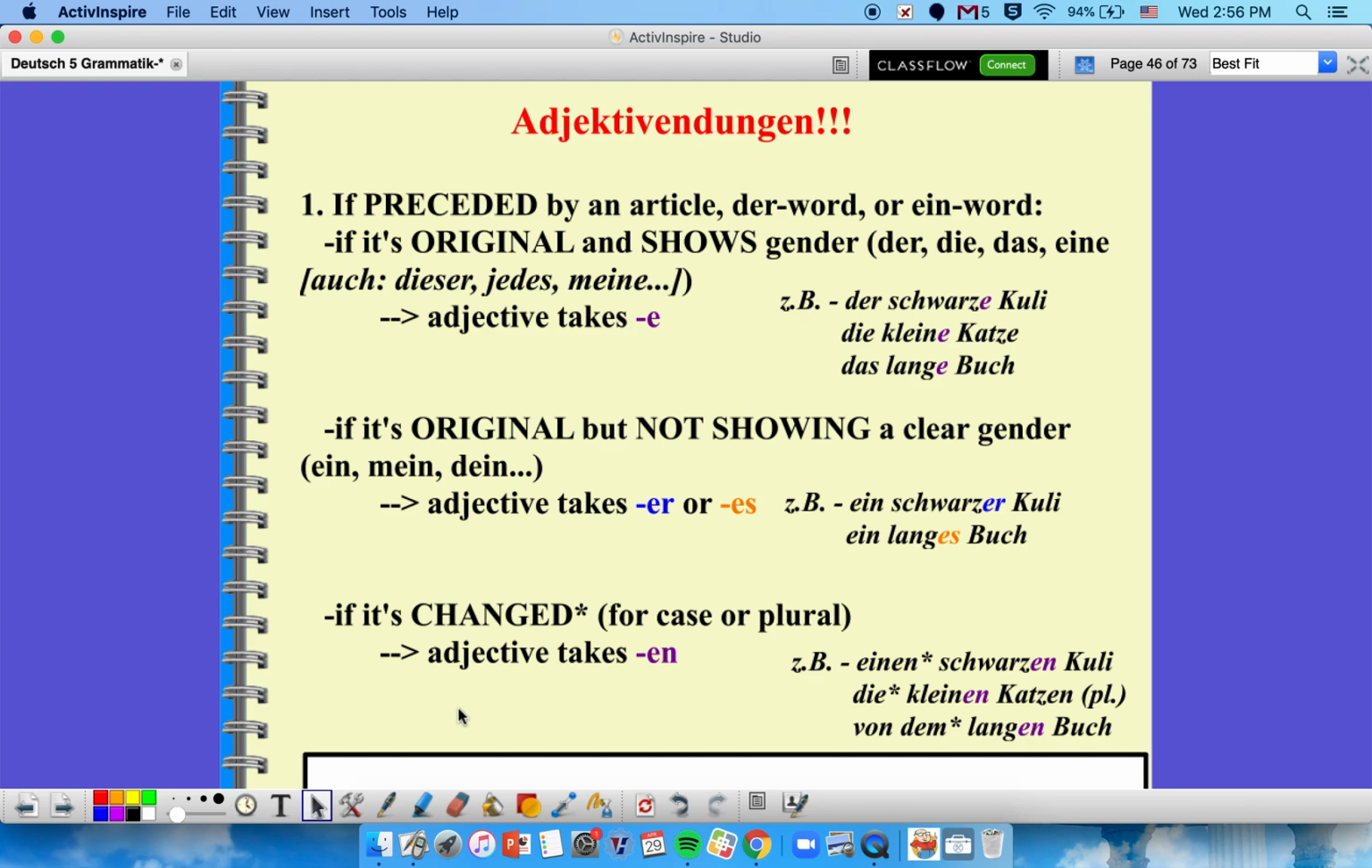So those are the questions you're going to ask yourself. If you do have an article-like word, is it original or is it changed?